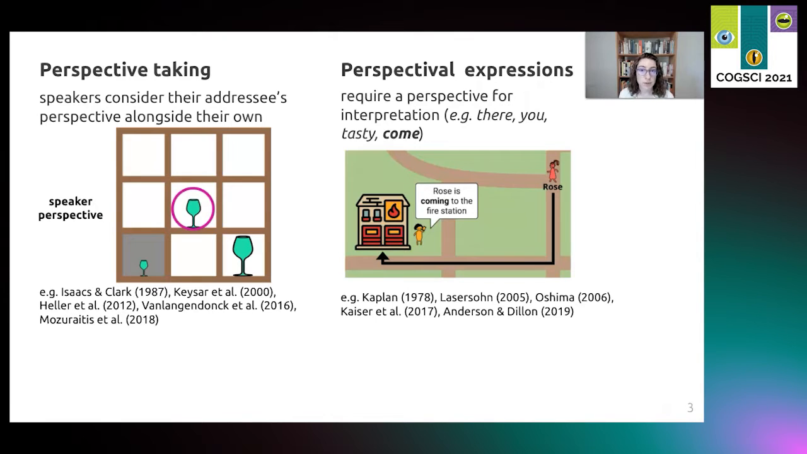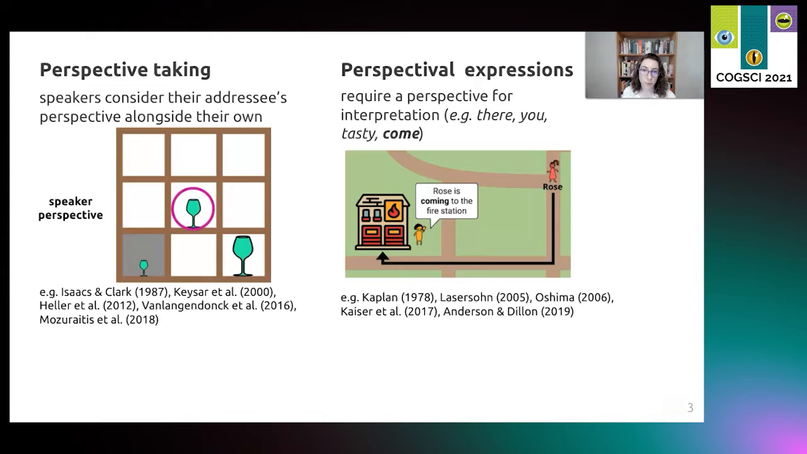Others use the term perspective differently to refer to a relatively limited set of expressions where perspective is required for interpretation. And one such example is the deictic motion verb come, which we focus on here. Come is most acceptable when a relevant perspective taker is at the destination of motion. So, like in this example, the speaker is at the destination.